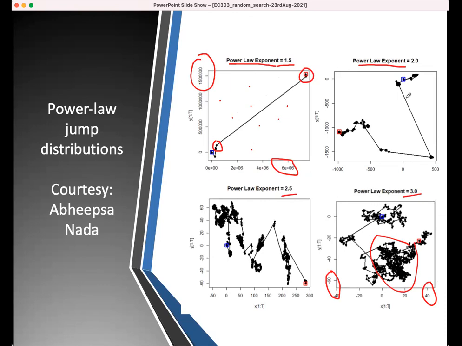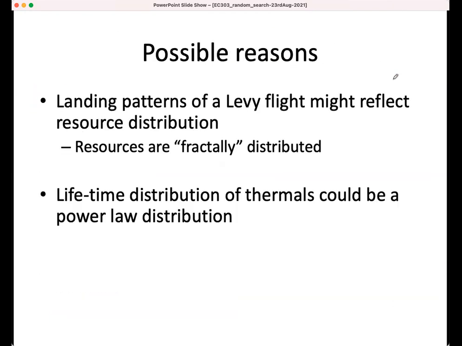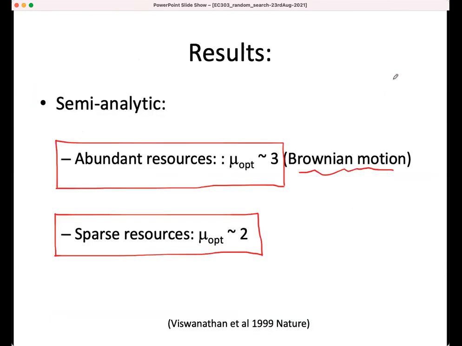So basically what they have shown is that this value of mu equal to 2 is some sort of an optimum where you are locally foraging, but you're also making lots of long jumps. Okay, this is called global exploration. Long jumps help you explore global resources, whereas the short explorations also help you exploit local resources. To optimize local resource exploitation as well as finding unknown long-range resources, the optimum power law exponent is equal to 2. That's the mathematical or semi-analytical result from that paper in 1999.